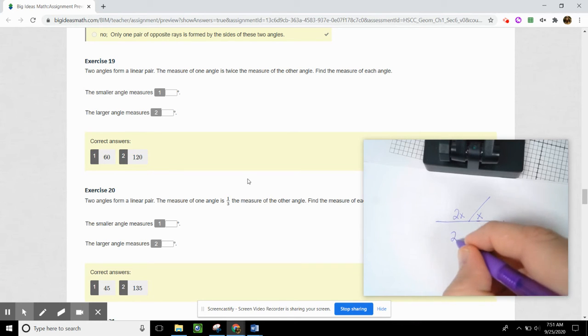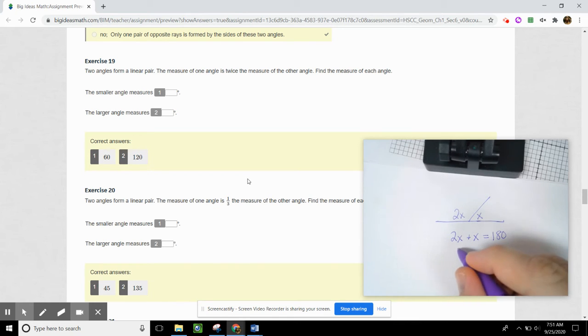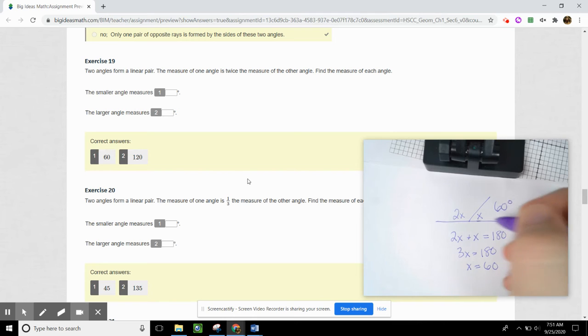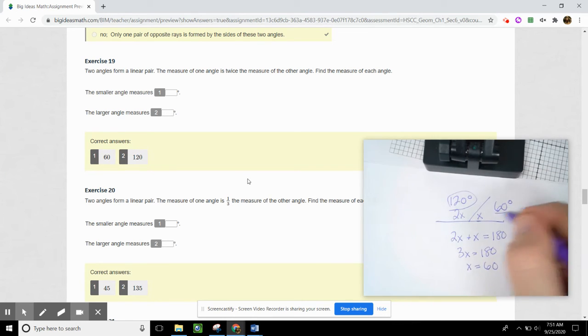So what we know is 2x plus x equals 180 because they are a linear pair. So 3x equals 180 and x equals 60. So the smaller angle would be 60 and the larger angle would be 2 times 60 or 120.